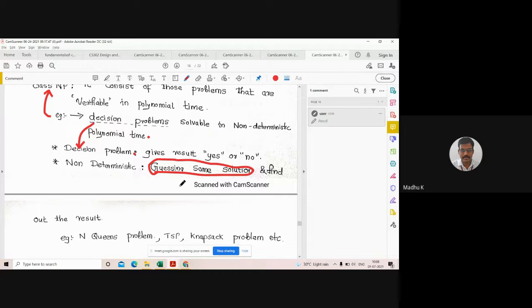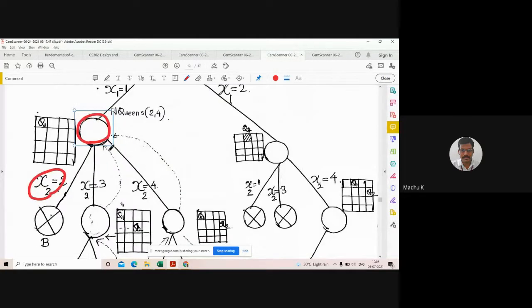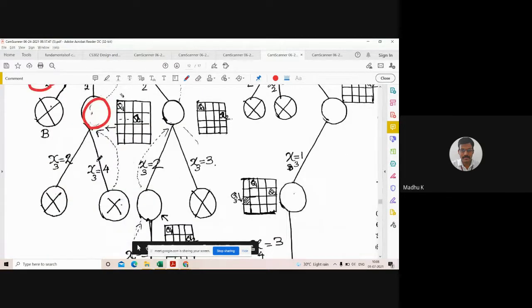That is the concept of non-deterministic. So what does non-deterministic mean? You can just observe this one. In the N-Queens problem, at this state, I will guess the value for x2. Then I will reach this state. In this state, I will guess some value for x3. Okay, 2 and 4 are available. I will guess 2. Then I will proceed.